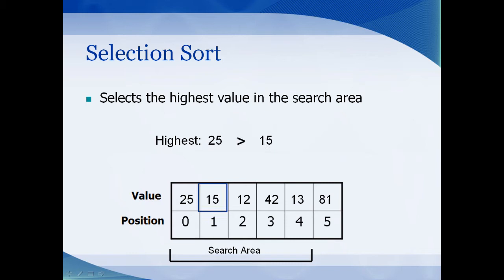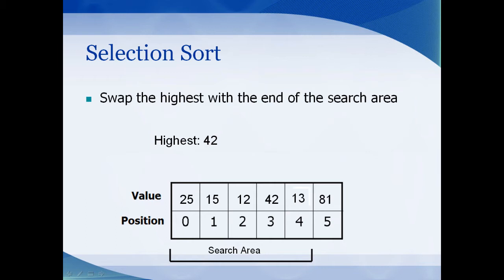We're going to compare it to the rest of the numbers in our search space, not the end of the list. Well, 25 is greater than 15, so that's a true statement. 25 is greater than 12 as well. 25 greater than 42 gives us a false statement, so our highest is now 42. Then we're going to compare 42 to 13, and 42 is still the highest number, and we're going to stop here because this is our search space. We already know that 81 is the largest number, so we're going to leave that number alone. So now that we've found the highest of our search position is 42, we're going to swap that 42 with the value at the end of our search space, not at the end of the list, at the end of our search space. And now we have two numbers in order.